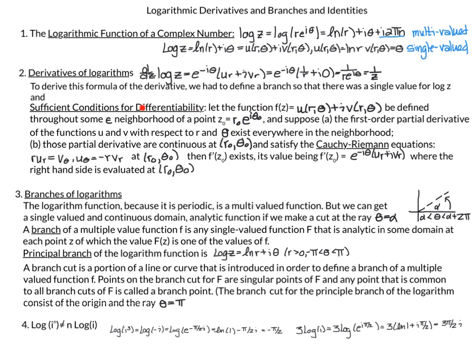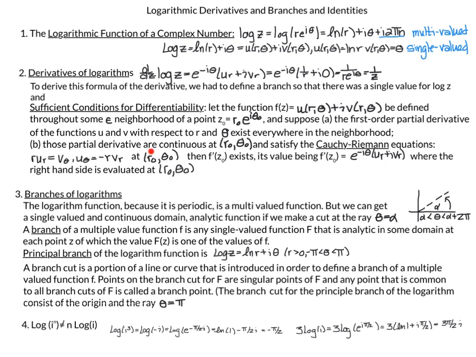And to be differentiable, first, the first order partial derivatives of the functions u and v with respect to r and theta had to exist everywhere in the neighborhood of z naught. And second, those partial derivatives are continuous at r naught theta naught and satisfy the Cauchy-Riemann equations that we have from a chapter 2 video. And the Cauchy-Riemann equations, for review, are r partial derivative of u with respect to r is equal to partial derivative of v with respect to theta, and partial derivative of u with respect to theta is equal to minus r partial derivative of v with respect to r at the point r naught theta naught.